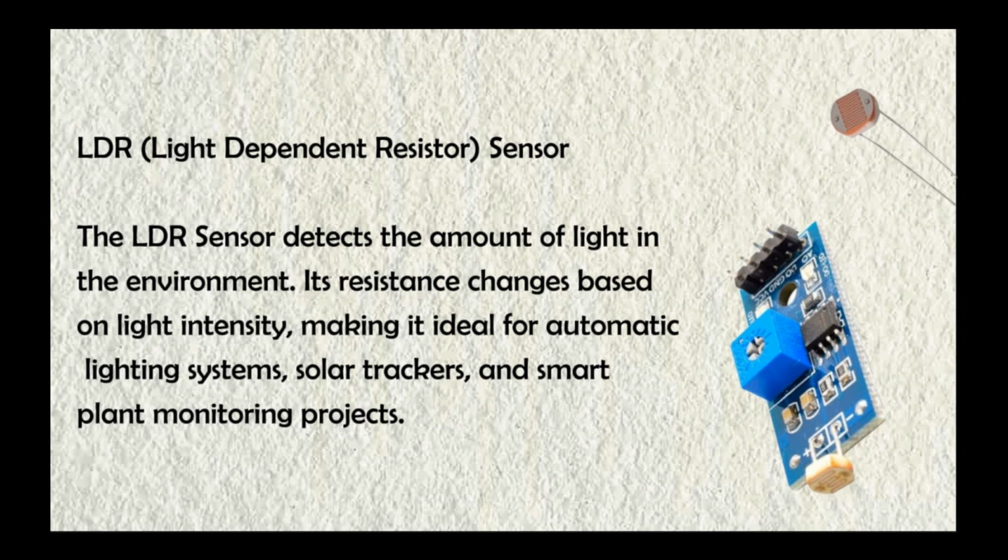We also want to try the LDR sensor. It measures the intensity of light and helps control lighting systems or monitor sunlight for plants. This sensor is perfect for energy saving and smart lighting applications.